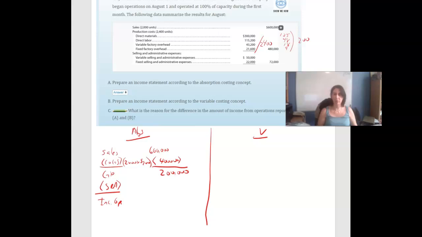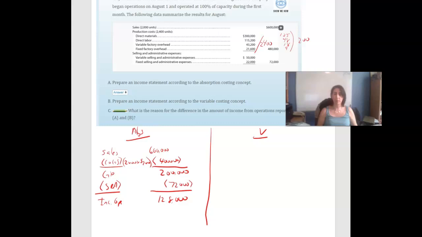And we have selling and administrative expenses. Right here, we take them out totally. I know we didn't do that in the last problem, but we had a different breakdown. We're taking all of them out, so $72,000. We don't have a per unit cost in this one. So that gives me income from operations of $128,000.